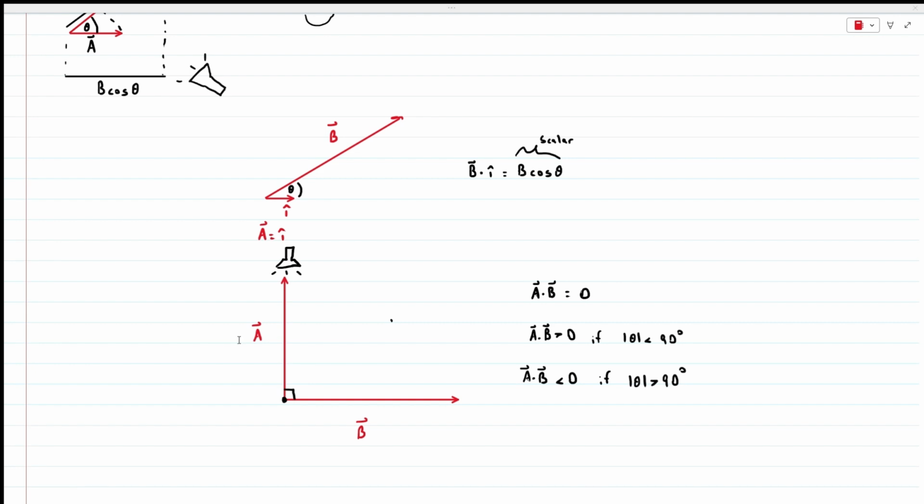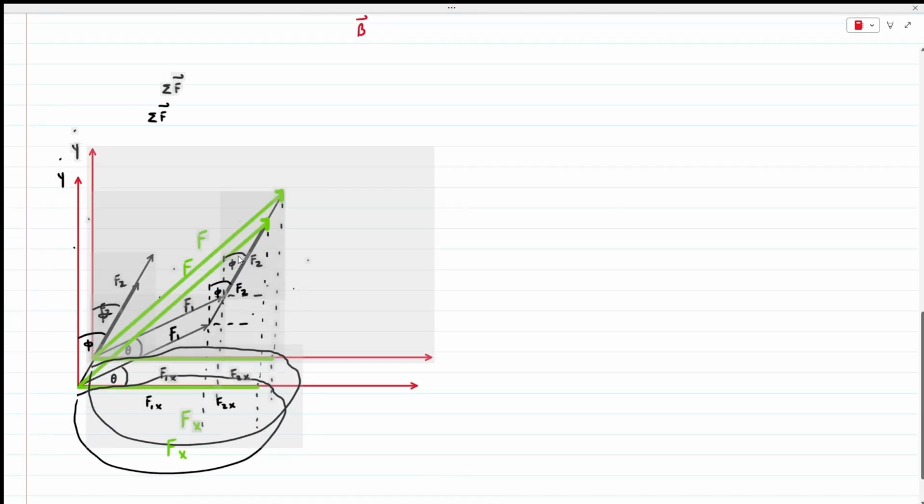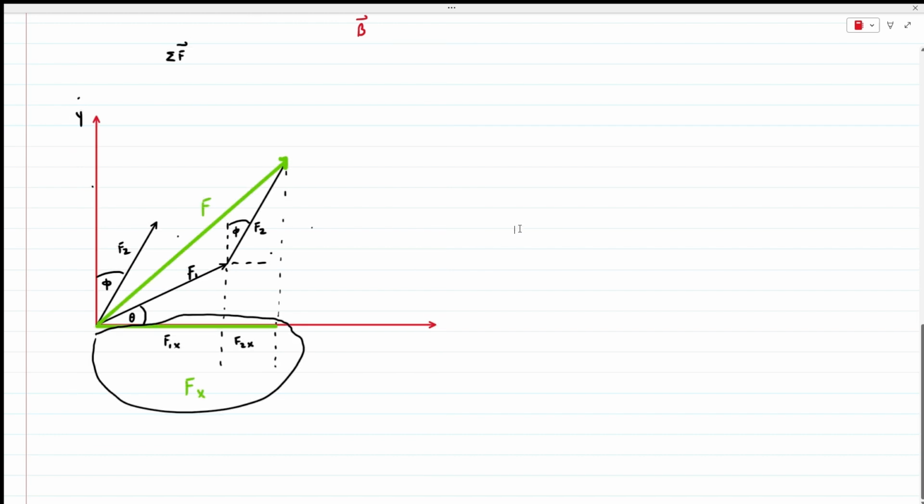Now, what you might be wondering is, how does this relate to statics? Let me show you. This picture is going to say everything. If we have a force, F1, and another force, F2, and we know the angles, we wanted to find the resultant force, or the sum of the forces, F, which is this force.